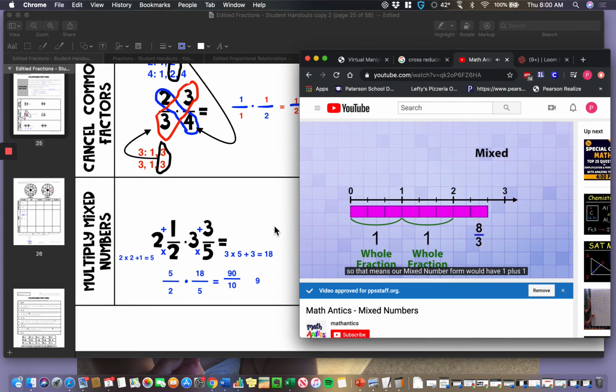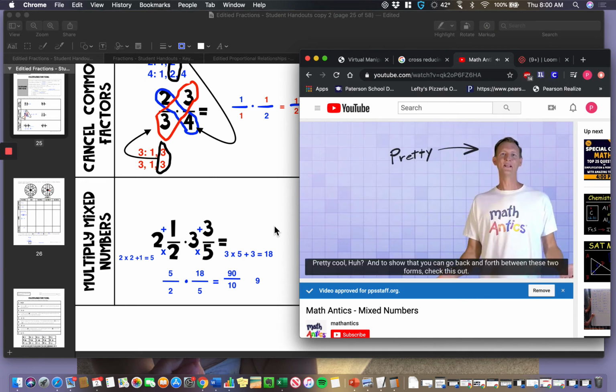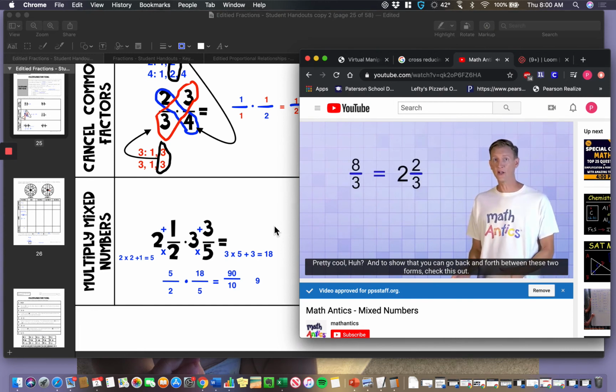So that means our mixed number form would have 1 plus 1, or 2, as the whole number part. And then the fraction that's left over after simplifying all the whole fractions is 2/3. So the improper fraction, 8/3, is equivalent to the mixed number 2 and 2/3. Pretty cool, huh? And to show you that you can go back and forth between these two forms, check this out.